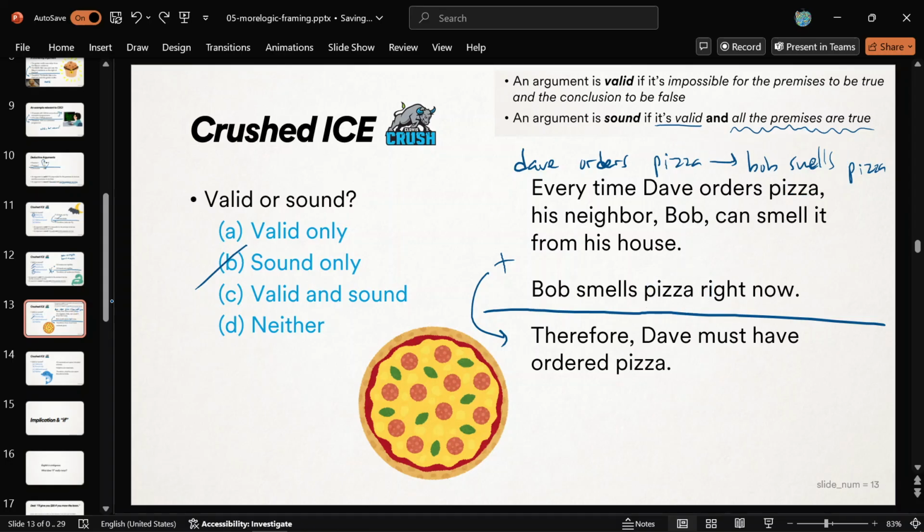So we know that if Dave orders pizza, Bob smells that pizza, but it doesn't mean that the pizza Bob is smelling has to be Dave's. That would be running this backwards. It could be his other neighbor on the other side of him bought pizza. Does that make sense? This is not valid because that would be trying to run this backwards, because we have this side and are trying to get this side. The arrow does not go that way. Does that make sense to us? So it cannot be valid, which means it must be neither, because that one's off the table. So it's D again. Do we see it now?